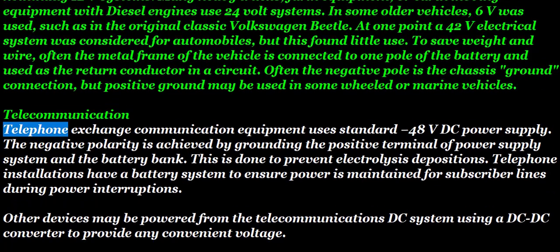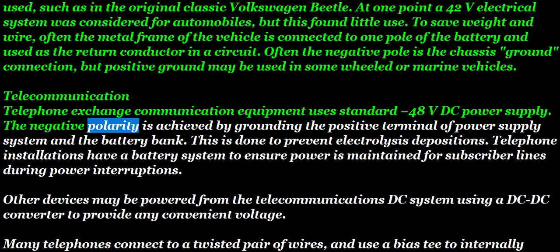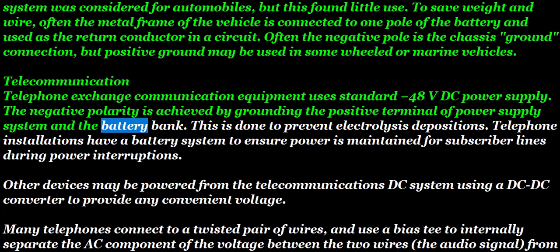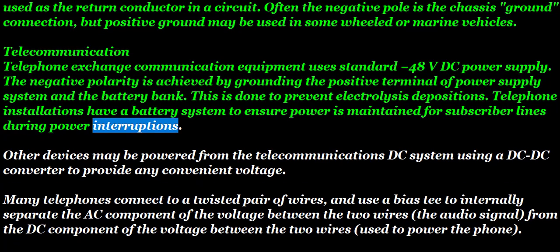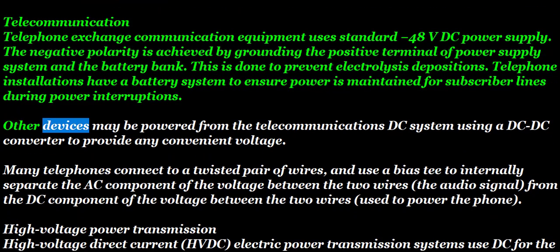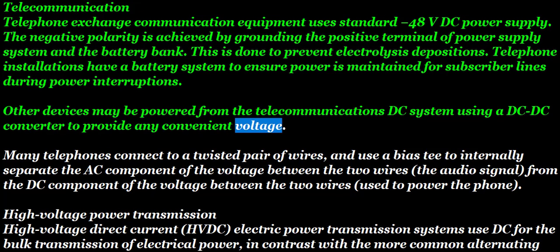Telecommunication. Telephone exchange communication equipment uses standard 48V DC power supply. The negative polarity is achieved by grounding the positive terminal of power supply system and the battery bank. This is done to prevent electrolysis depositions. Telephone installations have a battery system to ensure power is maintained for subscriber lines during power interruptions. Other devices may be powered from the telecommunications DC system using a DC-DC converter to provide any convenient voltage.